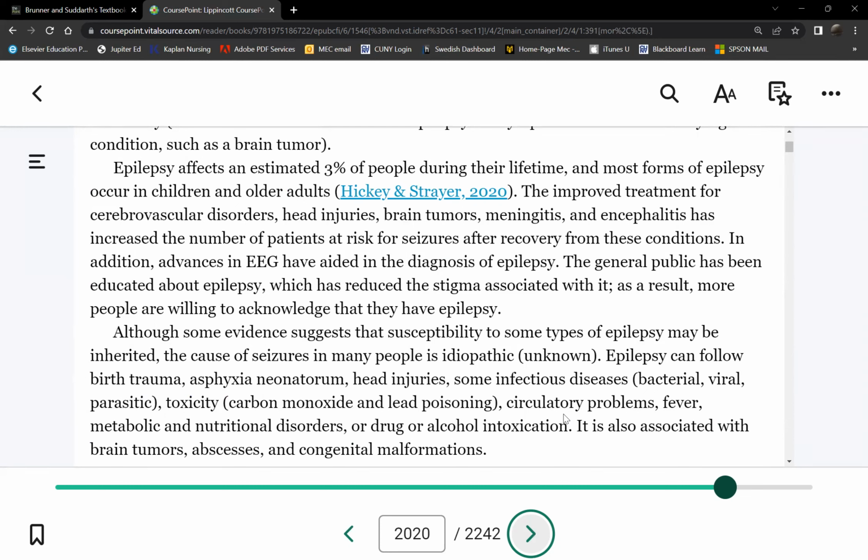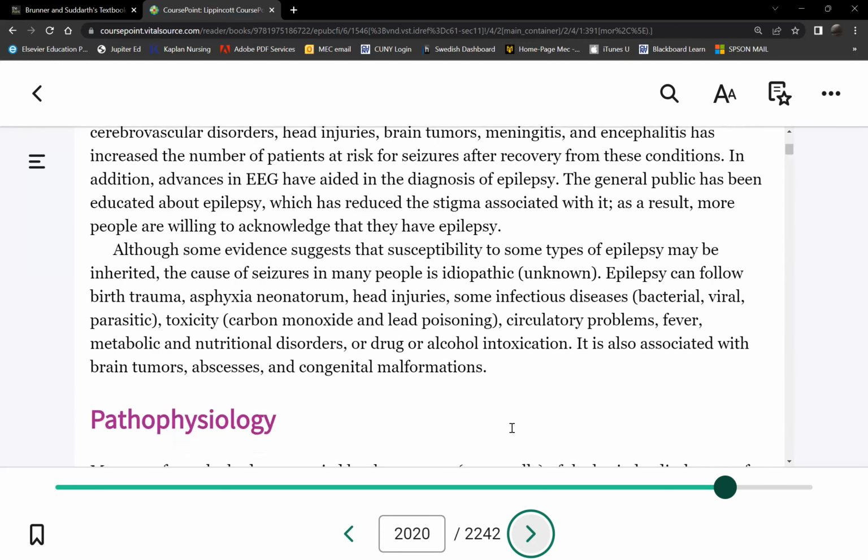Here, how do we treat epilepsy then? If there's no identifiable cause, what will we do? What's the only way to manage this? What type of medication? Anticonvulsants, anti-seizure medications. Okay, so that's the mainstay of therapy. You understand?